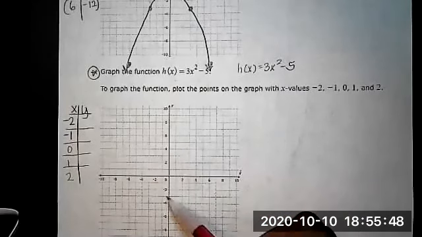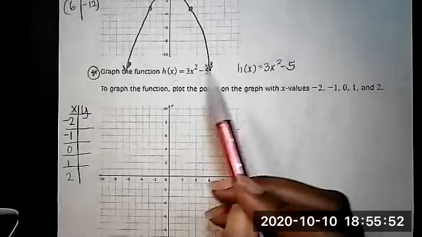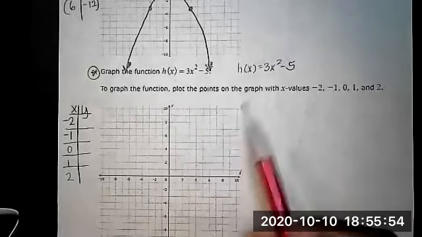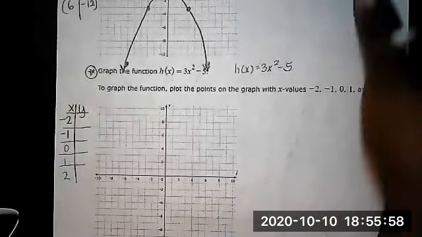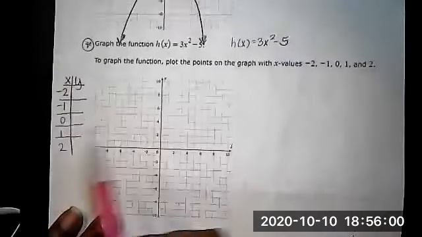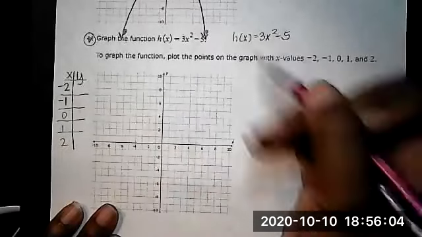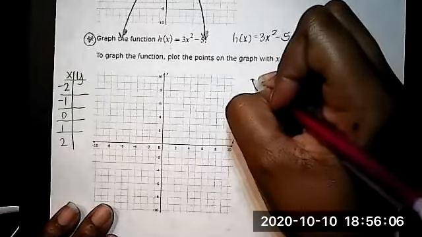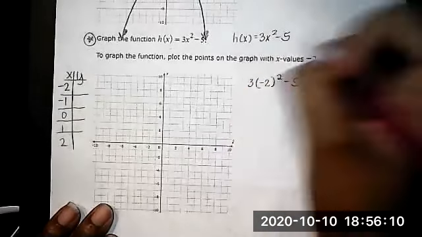So it should go down 5 and go upwards, okay? Because we can see that -5 on the outside. And then I'll show you what the vertex is in a minute. So let's plug those into our function for x. So it's going to be 3 times -2 squared minus 5.